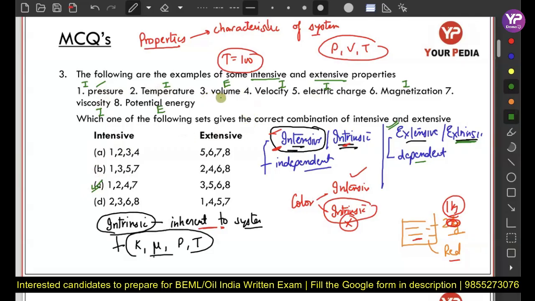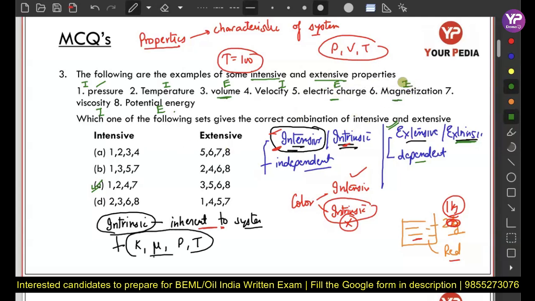If we talk about the volume, electric charge, magnetization, as well as the potential energy, these can be considered as extensive ones. Now just see. I told you the electric charge and the magnetization were intensive because I hadn't considered the mass. But when we are defining the total electric charge and the total magnetization of the system, it depends upon the overall size of the system also. That is why it is considered an extensive one.